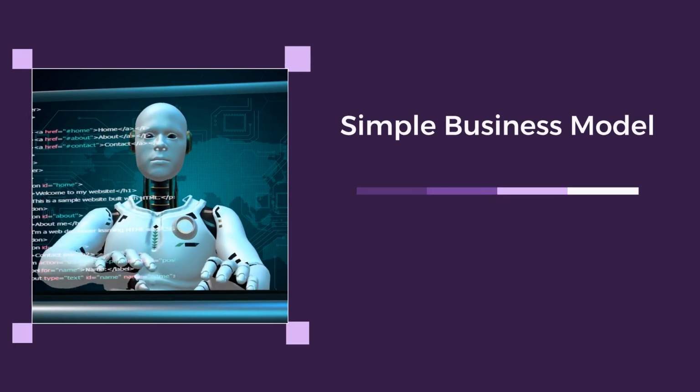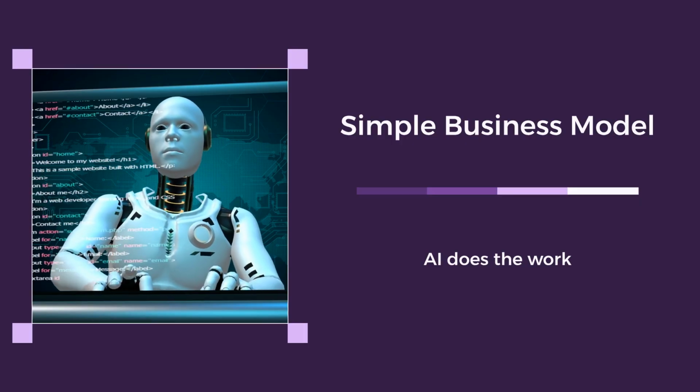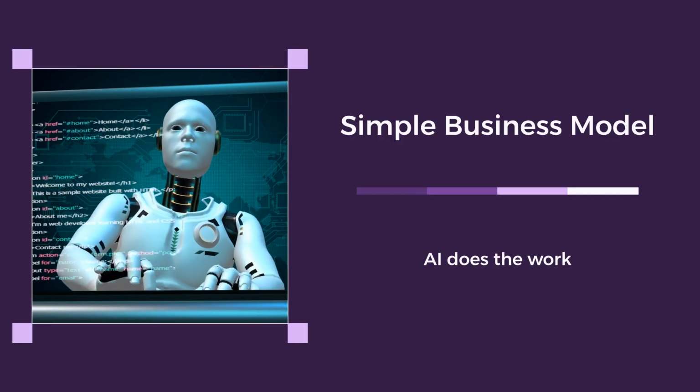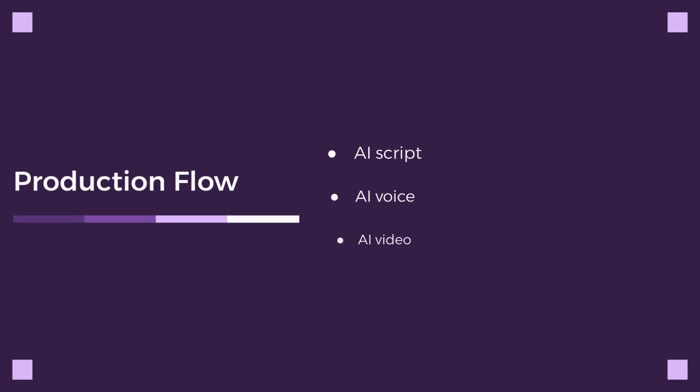The old way required multiple roles, like scriptwriters and editors. The new way replaces these with AI tools that work instantly, consistently, and cheaply. The entire system is simple: AI script, AI voice, AI video editor, AI thumbnail, and scheduled publishing.